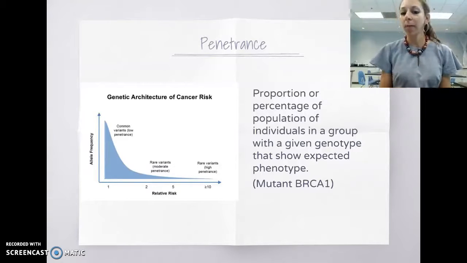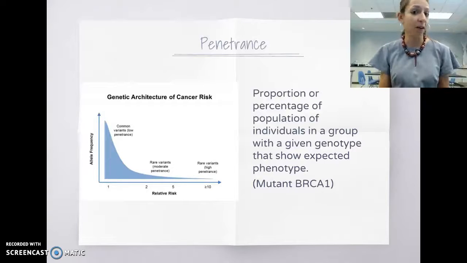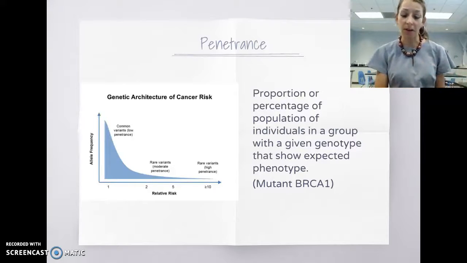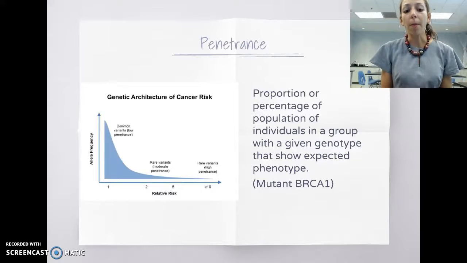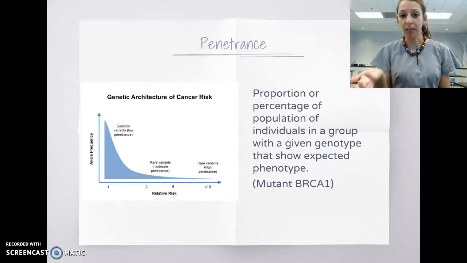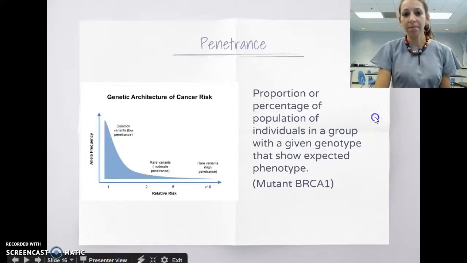So, for example, patients with the mutant BRCA1 gene, some of them will develop breast cancer, not all of them, and we don't know exactly what's causing some of them to develop breast cancer and others not to, but the penetrance of that is something we can measure. So for those who do have the BRCA1 mutant gene developing breast cancer, we can calculate the penetrance of that.